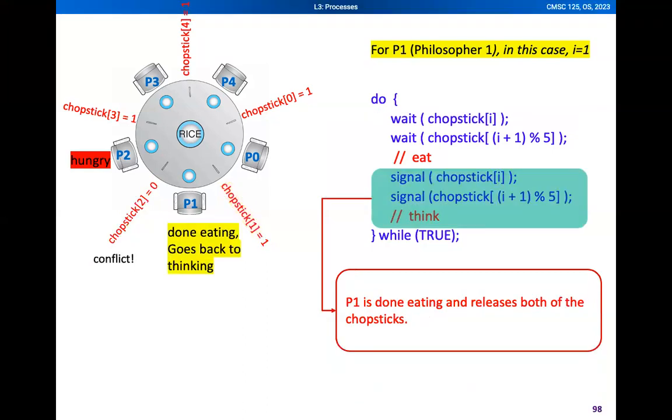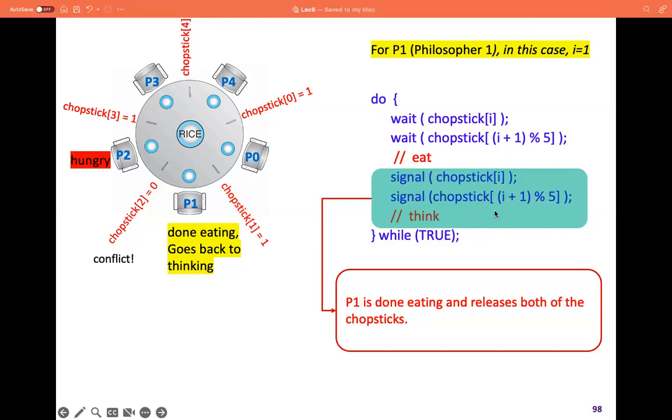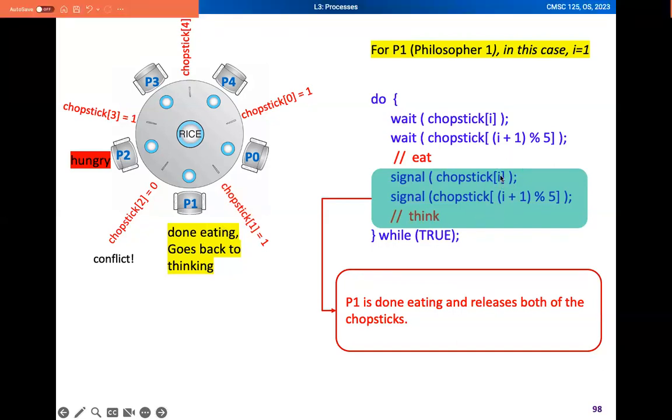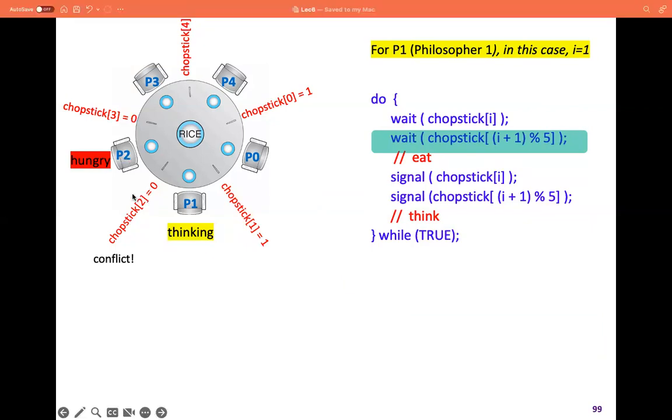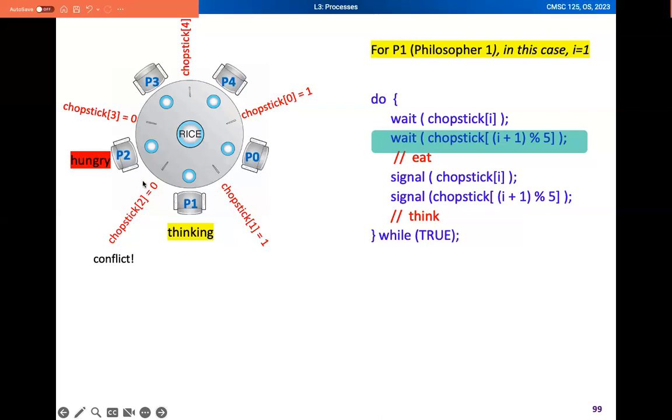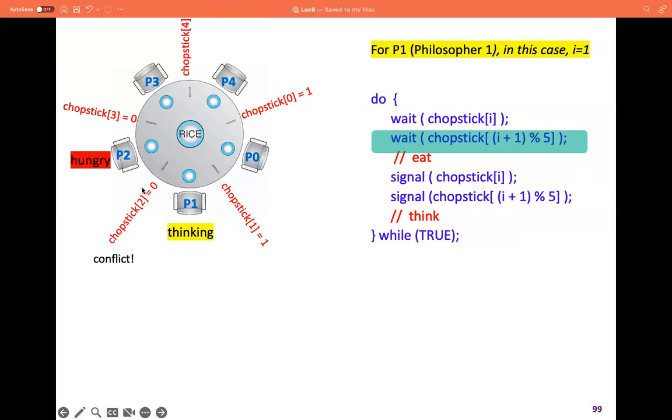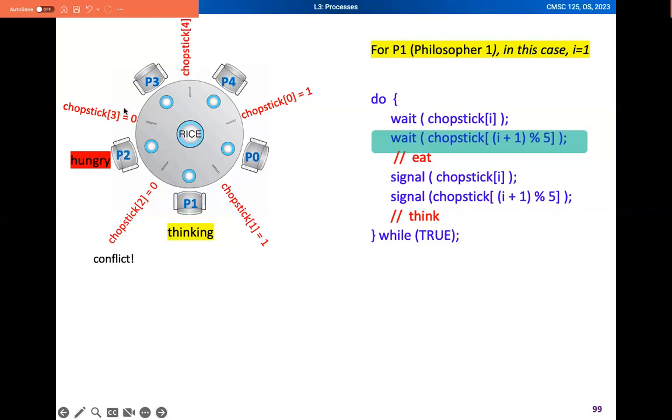Okay, and now P1 is done eating and goes back into thinking and releases both of the chopsticks, the chopstick of 1 and the chopstick of 2. Now P2 can pick up the chopstick of 2. So that's why it is 0. And P2 can also pick up the chopstick of 3.